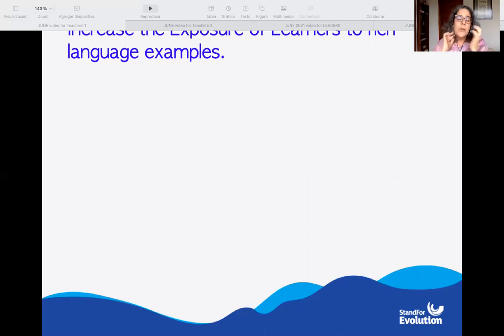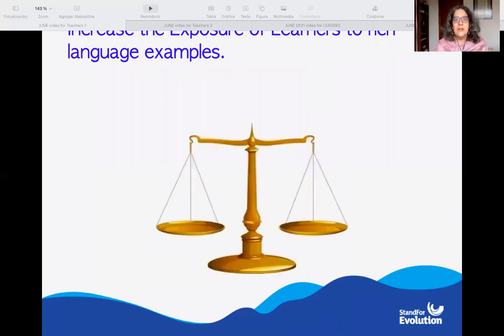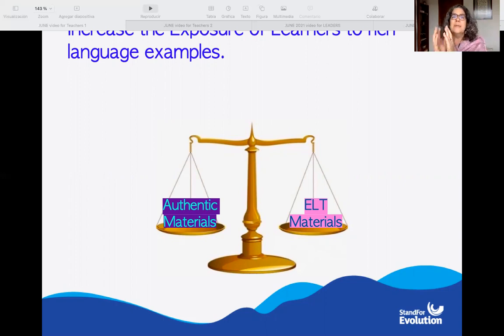How can we do this? We have a balance to keep, and we might have two sides of this scale. On one of the dishes, we have authentic materials that are good providers of authentic language. And we have ELT materials, those materials that have been planned and perfectly scaffolded for the children to develop a certain skill. So we might keep the balance here, because we need our learners to be sometimes exposed to the real world, the real context where they're going to be using the language.